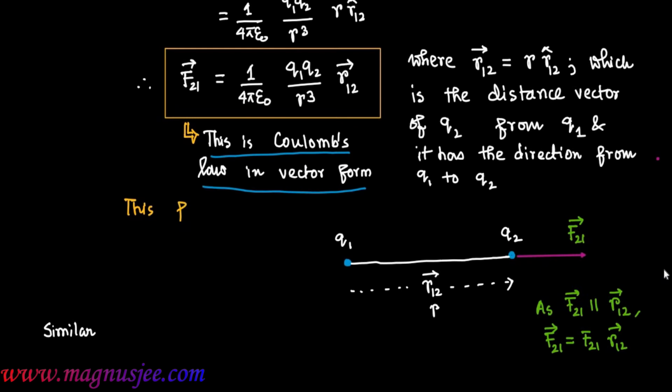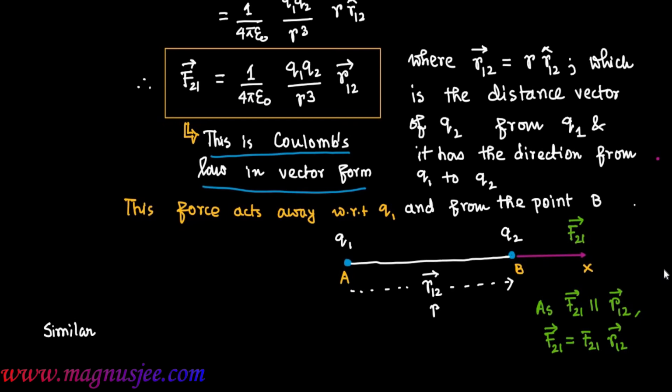The force vector F21 acts away with respect to the point charge q1. The force vector F21 experienced by the charge q2 acts away with respect to another charge q1 and from the point B. B is the point at which q2 is situated, and this force acts along the direction BX.